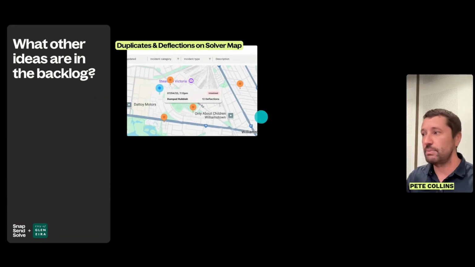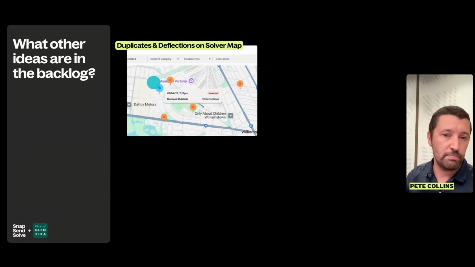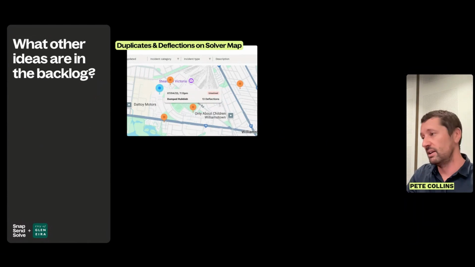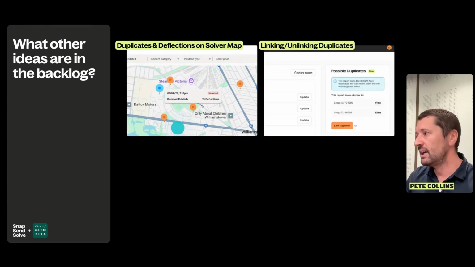What that'll tell you is, we'll give different colored pin treatments. We'll tell you how many deflections are happening at particular locations and what the heat map for deflections looks like as well. And that'll really tell you where the highly visible reports are that a lot of people are intending to report. So it gives you this really interesting signal about where you should potentially prioritize solving that original report that's driving a lot of the duplicates. So layering on some more functionality and smarts into our Solver Map is one area that's in our backlog.